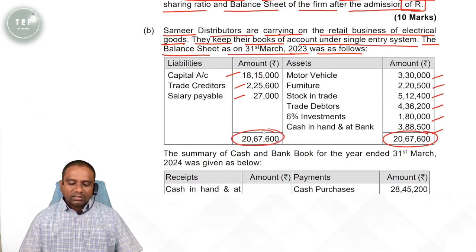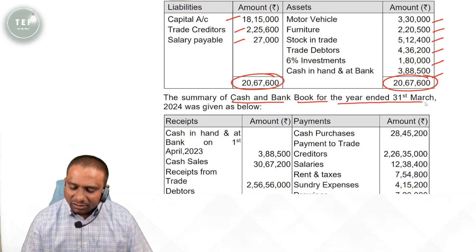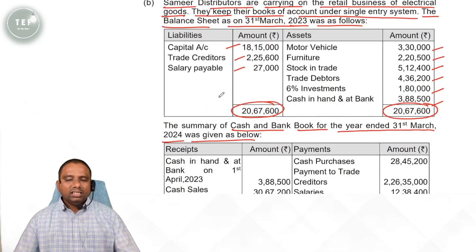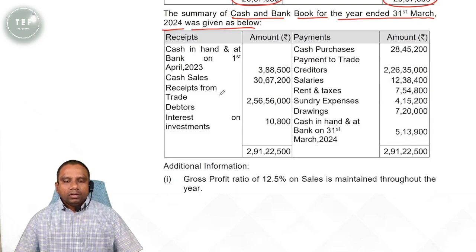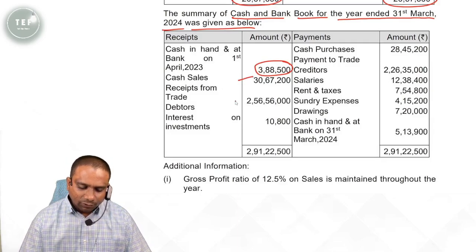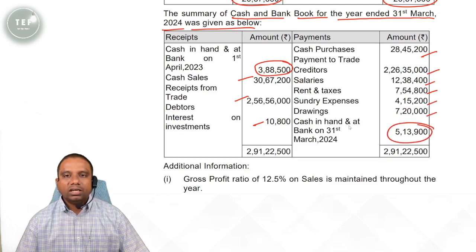Together 20,67,600. Next. The summary of cash and bank book for the year ended 31st March 2024 was given below. So they have already given the summary of the cash book. Look at opening balance, cash sales, receipts from trade debtors, interest on investment. Fine. Cash purchase, payment to creditors, salaries, rent and taxes, sundry expenses, drawings, closing balance of cash.